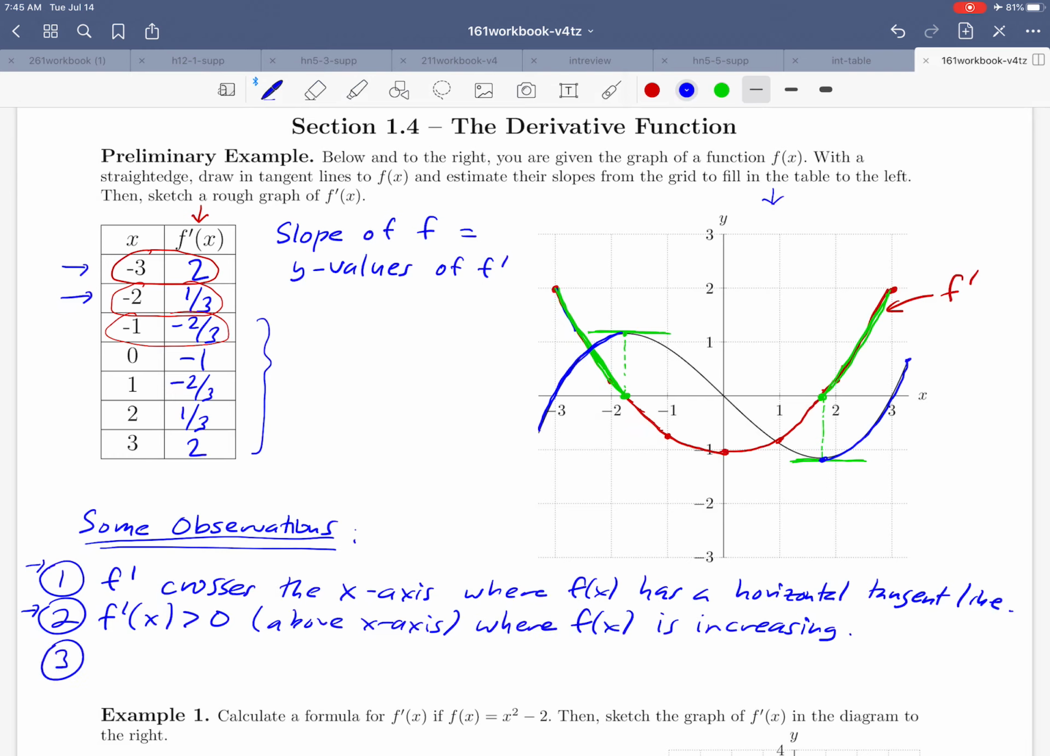And we could make a similar statement about where the derivative graph is below the x-axis. That would be, if we highlight that on our graph, this stretch right here is below the x-axis, and notice that that same stretch of the function is going down left to right. So we can say where the original function is decreasing.